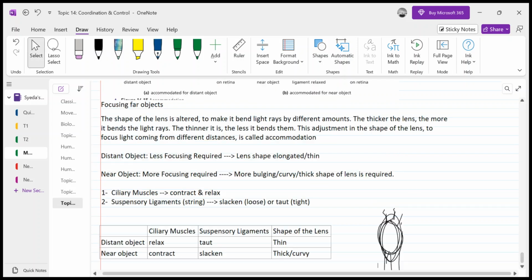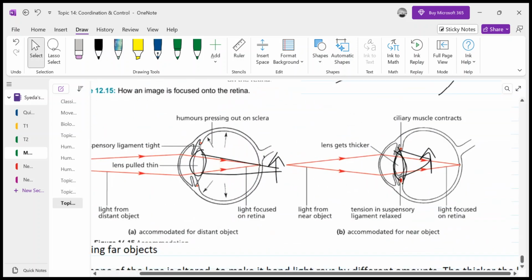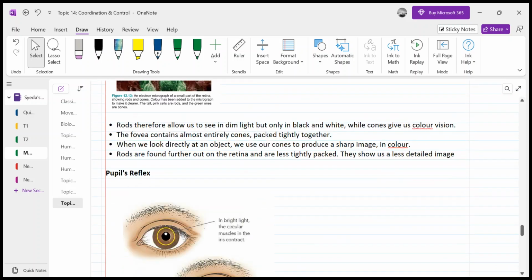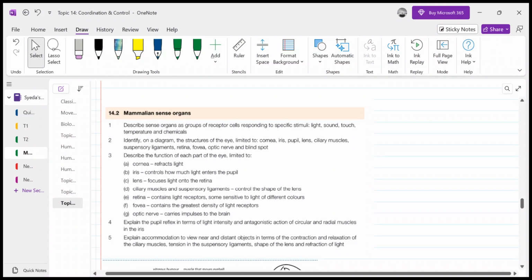And let me show you the syllabus that we have covered. In this diagram we can also see that the tension in the suspensory ligament is getting lower, so that's why the lens is getting more curvy. Now the syllabus: explain the pupil reflex in terms of light intensity and antagonistic action of circular and radial muscles in the iris. 5. Explain accommodation to view near and distant objects in terms of contraction and relaxation of the ciliary muscle, tension in the suspensory ligaments, shape of the lens, and refraction of light.